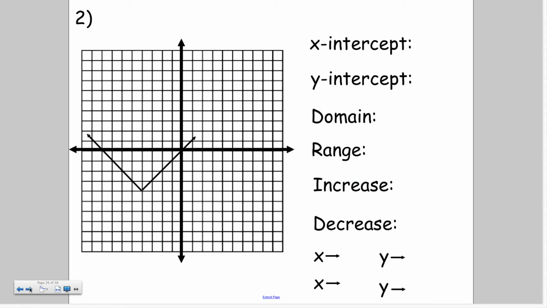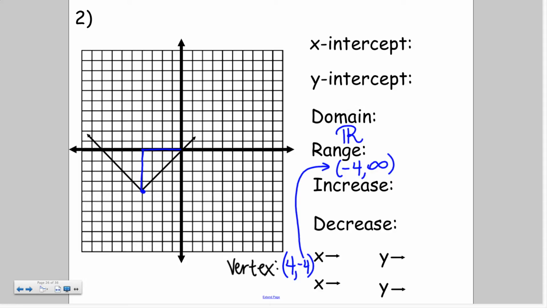So the next one. Go ahead, grab vertex at the bottom. So vertex, and we'll see what that ordered pair is. It is right here. So 1, 2, we're going over. 1, 2, 3, 4. So 4, and we're going down. 1, 2, 3, 4. 4, negative 4. All right, so my y value in my vertex, the second one, so my range is going to be negative 4, and my ends are pointing up, so they're going to positive infinity. My domain, all real numbers.